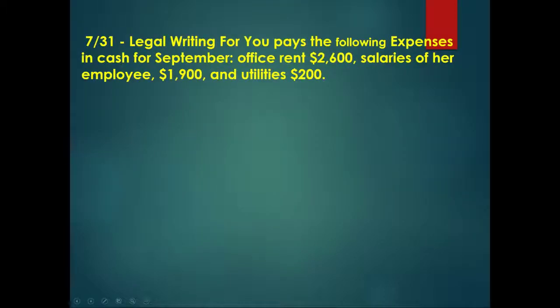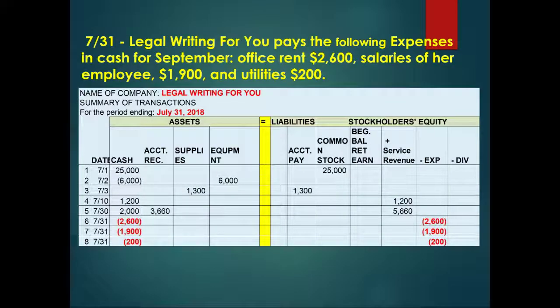Next transactions, actually it's 3. Legal Writing pays the following expenses in cash for September. So we know that cash goes down. Office rent, $2,600, salaries, $1,900, and utilities, $200. So I'm going to have you write those as 3 separate transactions. Cash goes down each time, $2,600, $1,900, and $200, and then over here we show the expenses. I recommend that students write in the right hand column what that expense is for. So over here I would write rent expense, salary expense, and utility expense.